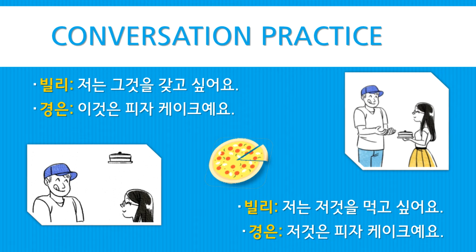To which 경은 replies, 이것은, this thing, since it's something close to her, the listener, 이것은 피자 케이크예요. Again, our pizza cake. So this is a pizza cake. Billy would then say, 저는 저것을 먹고 싶어요. I want to eat that thing over there, so something else. To which 경은 would reply, 저것은, as for that thing over there, not close to me nor you, 피자 케이크예요. That is a pizza cake.